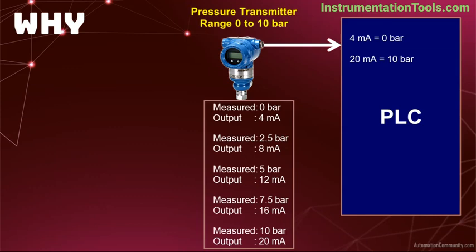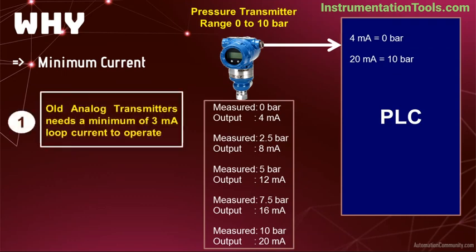Now, you must have a question. Why 4 mA? Why not 5 mA? Why not 6 mA? Why not 8 mA? The first reason is, in the olden days, the power consumption of analog devices was pretty high. The analog transmitters require a minimum of 3 mA current for their operation. So, we have to consider the starting range from above the 3 mA.